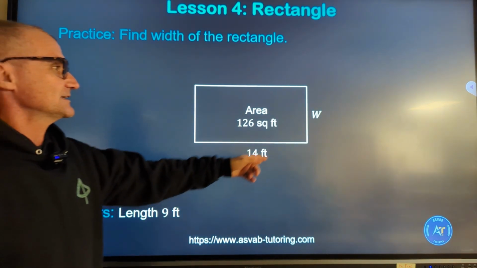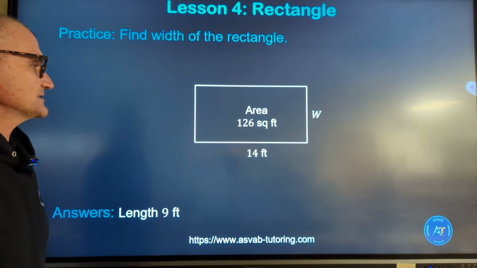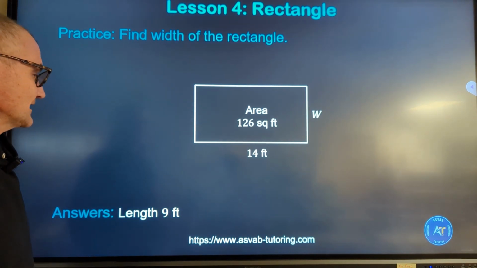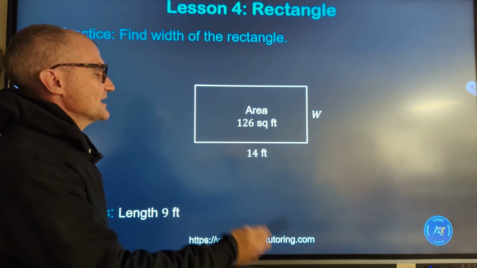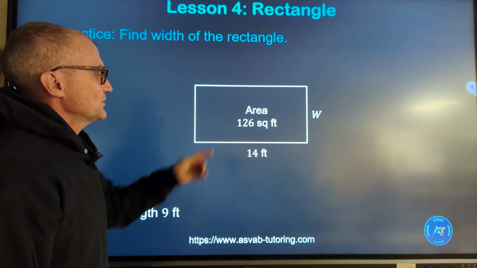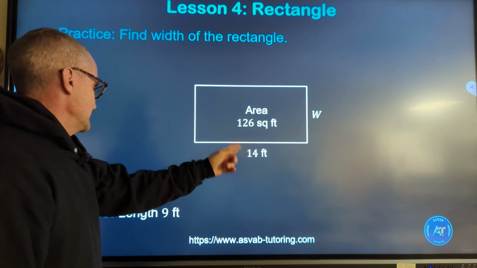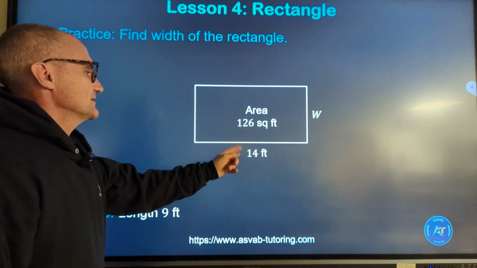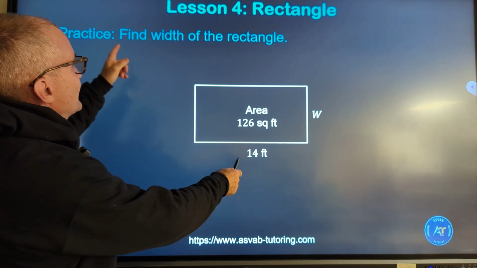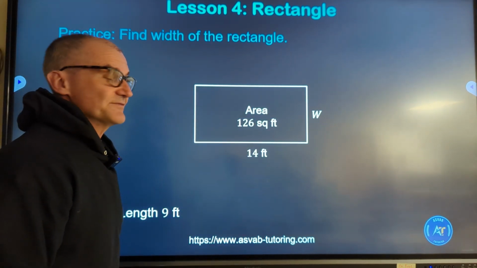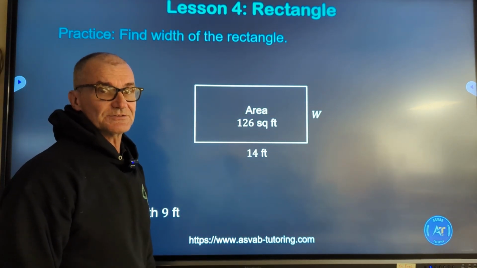Okay, so 14 times what will give me 126? I could create an equation like that: 14W equals 126. I'm going to divide both sides by 14. 126 divided by 14 is going to be equal to 9. 14 times 9 is 126. Let me double read the problem, find the width. So it is going to be 9 feet. Again, don't forget to use your units.